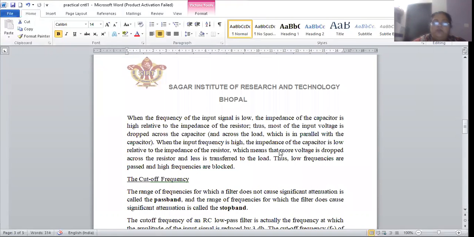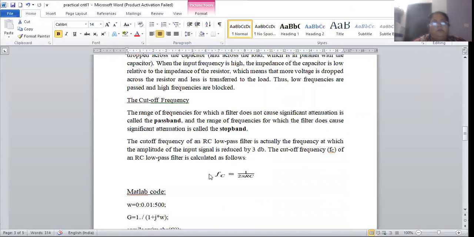Now, when the frequency of the input signal is low, the impedance of the capacitor is high relative to the impedance of the resistor. Thus, most of the input voltage is dropped across the capacitor and across the load, which is in parallel with the capacitor. When the input frequency is high, the impedance of the capacitor is low relative to the impedance of the resistor, which means that more voltage is dropped across the resistor and less is transferred to the load. Thus, low frequencies are passed and high frequencies are blocked.